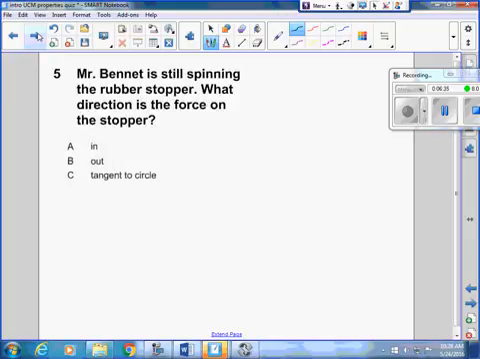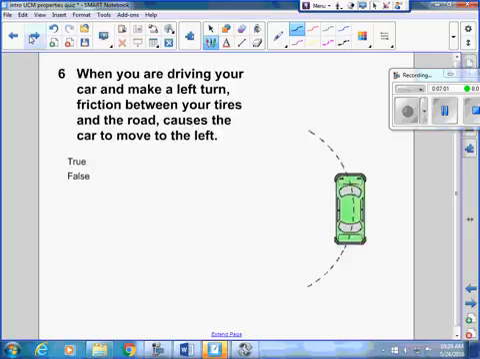Mr. Bennett is still spinning the rubber stopper. What direction is the force on the stopper? Cole? Not C. The force is in. The force is in. I will explain once we go through the reading. Force is in. Sorry, Cole.